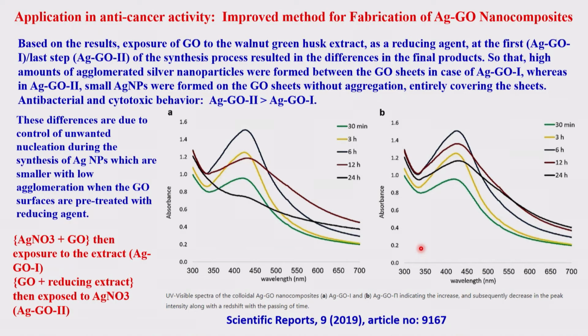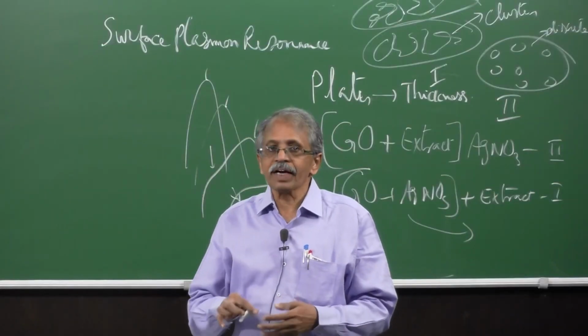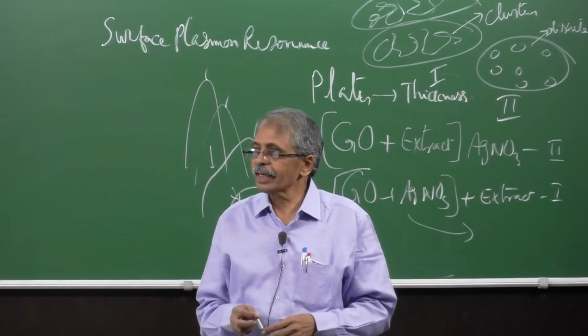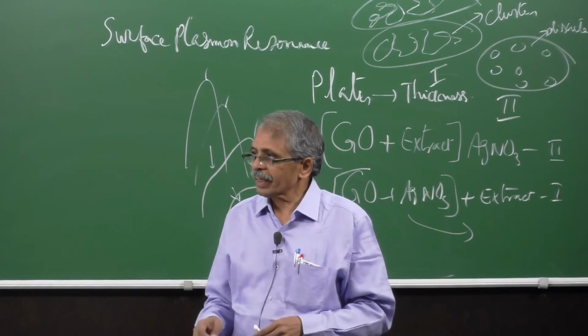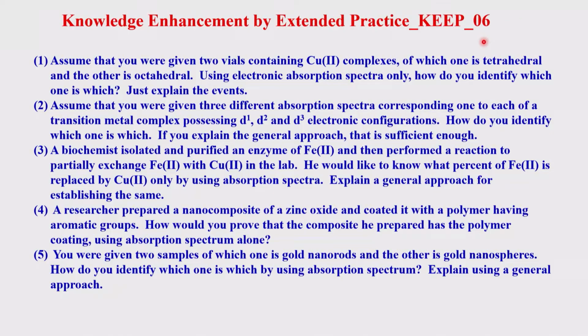Now let us try to sum up by looking at the following. We need to do a little bit of practice. I always give practice sessions towards the end of any particular topic. This is another practice session, practice session 6, meaning the 6th topic as far as my accounting goes.